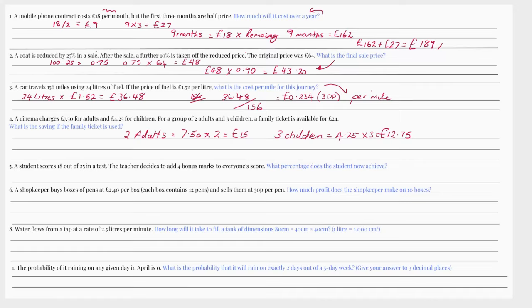Okay. So if it costs £24 as a family ticket, let's work out how much it is separately. So we've got 15 plus £12.75, which equals 27.